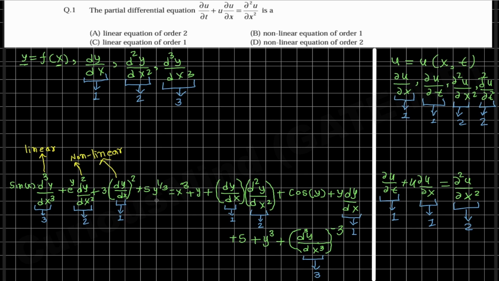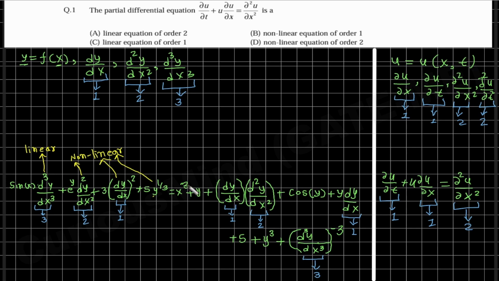Now come to the fourth term, which is 5 multiplied by y with power 1 by 3. Here y has a power of 1 by 3. So this term is a functional form of y, and y is not here in an independent form, rather it is in a functional form. So this term is making this exact differential equation a non-linear differential equation.